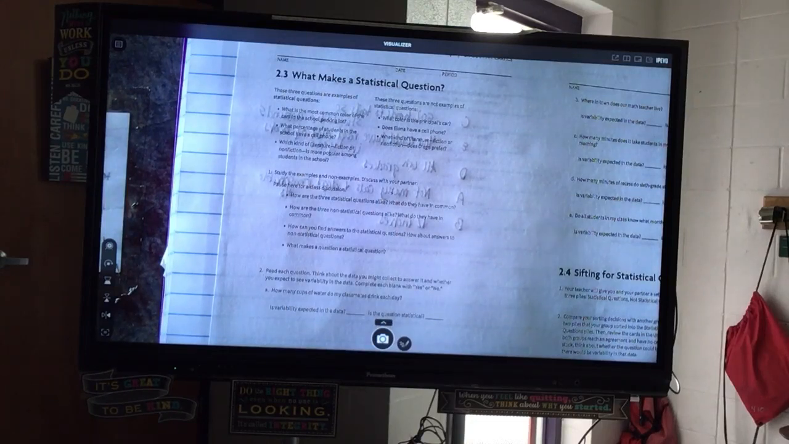It says read each question, think about the data you might collect to answer it and whether you expect to see variability in the data. Complete each blank with a yes or no. So this you're doing on your own. Read A, B, C, D, and E. You ready? This should take you about 3 minutes. Stand up when you're finished, do not talk.